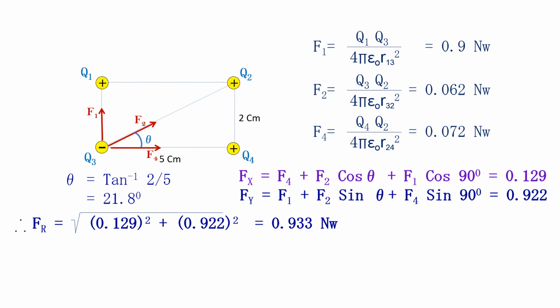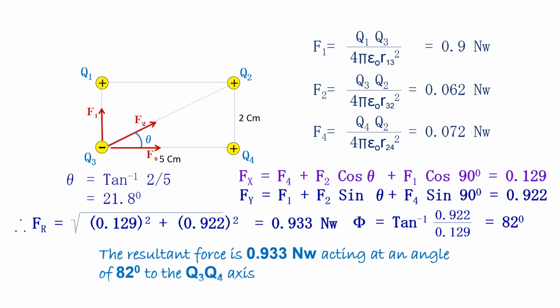The resultant would be the root of Fx squared plus Fy squared. You will get it as 0.933 newtons. The angle from the x and y components would be 82 degrees. So the resultant force is 0.933 newtons acting at an angle of 82 degrees to the Q3 Q4 axis.